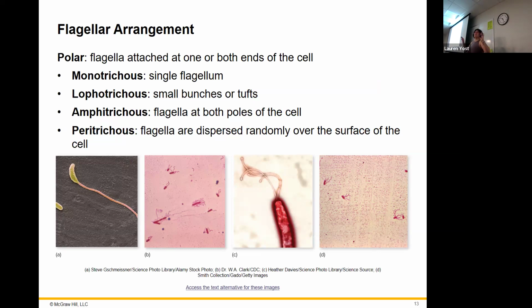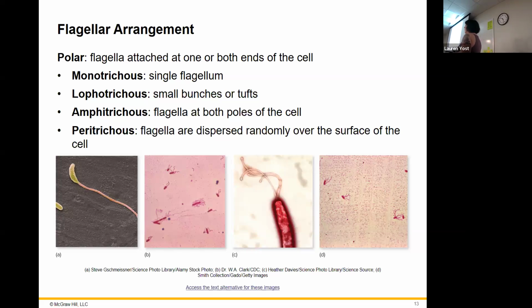All right, we have polar arrangement, which would be monotrichous, a single flagellum at one end. Mono. Trichous, tricho is hair, so it's hair-like. Monotrichous, one at one end. Lophotrichous, tufts at one or both ends. Amphitrichous, both, right? That's what we know that means. Amphitrichous, one flagellum at each end. And then peritrichous, all over the surface. So that one is not a polar arrangement, but somehow got put under that period. So yeah, peritrichous is all over.